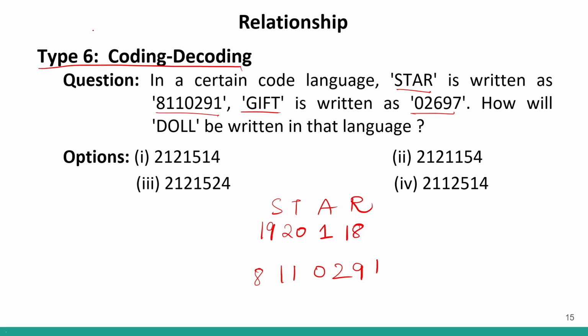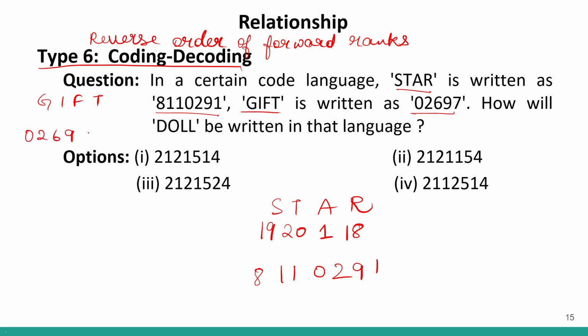81109291. So what is it? It is reverse order of forward ranks. Correct? Reverse order of forward ranks. So let us check if it is true for gift as well. Gift is coded as 02697. So G is 7, I is 9, F is 6 and T is 20. So again it is written in reverse order.